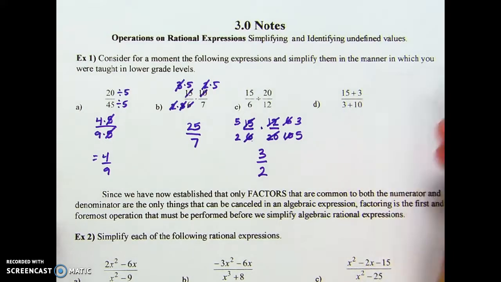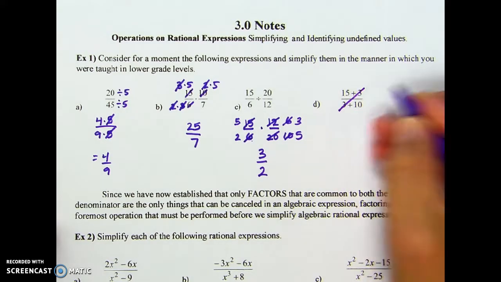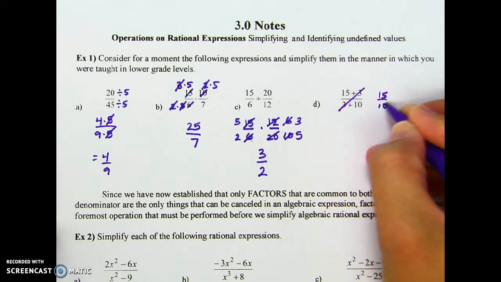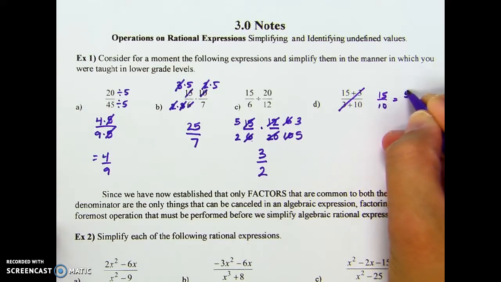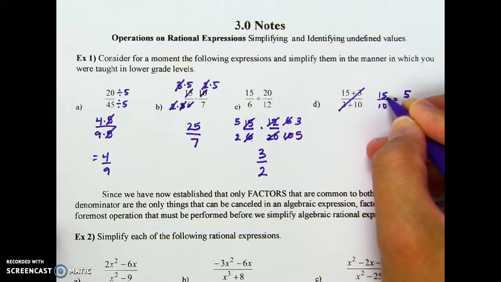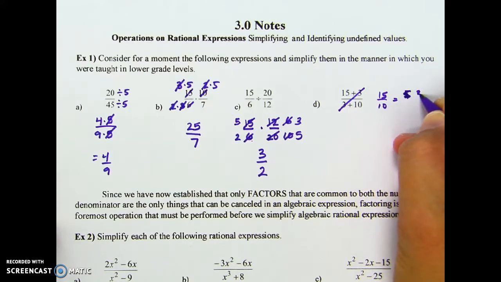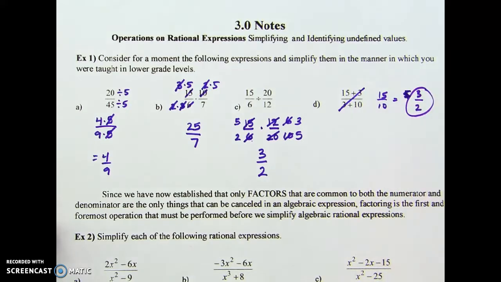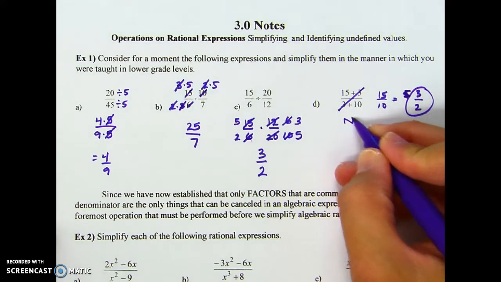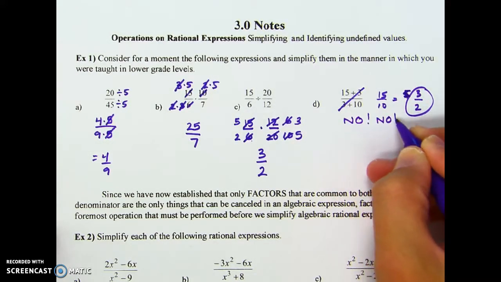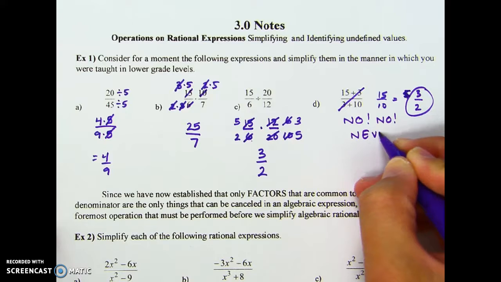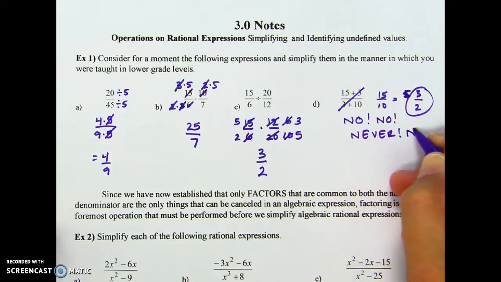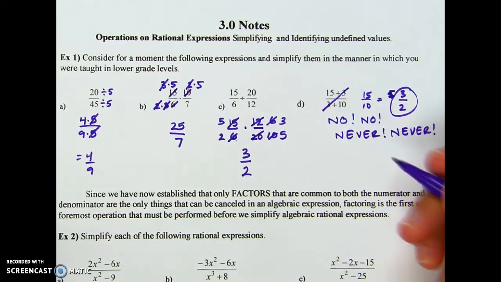Oh, we have 3s. Let's cross those 3s off, and the answer is 15 over 10, which is, what is that? Divide by 5, right? So we have 3 over 2. Final answer. Is that correct? No, no, never. Why is that not correct?